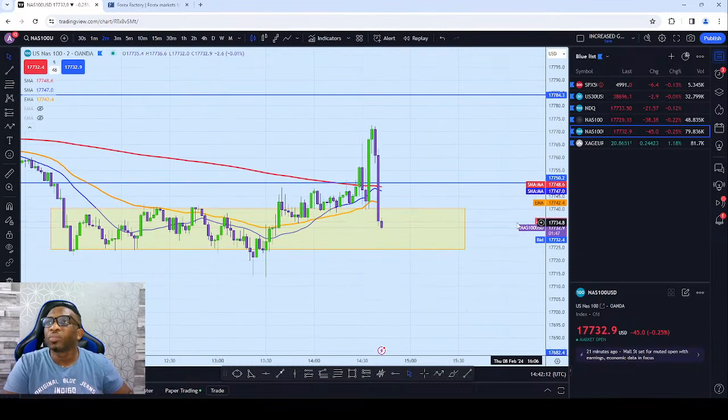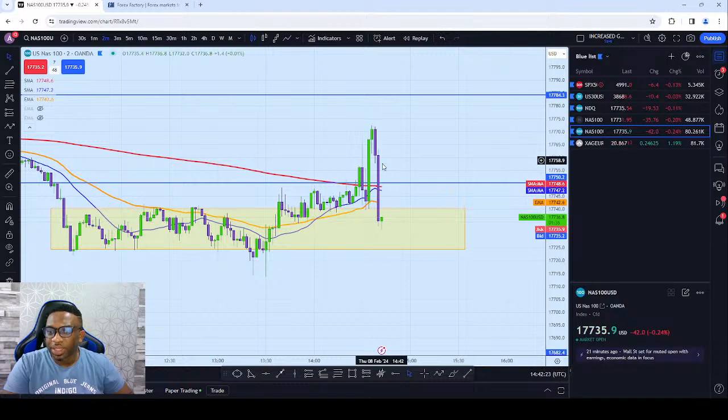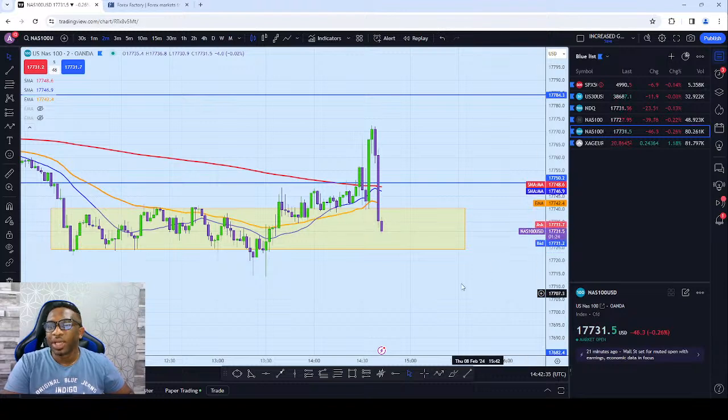Okay guys, back to our usual partners. Nas is pushing down quite strongly. It went up, it now pushed down to the zone again. It looks like it's going to sell more from the way it's looking.